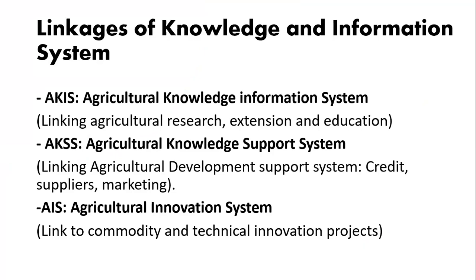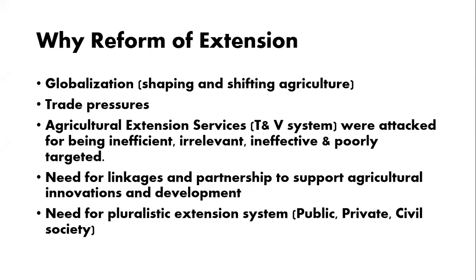So this is the linkages of the knowledge and information system. There are different models, but the second one is the agricultural knowledge support system. Just for your information, I am sharing this linking of agricultural development support systems: credit, supplies, and marketing all together as one, right? So these are critical linkages, to give some basic understanding. AKSS is the point we should implement. The credit, suppliers, marketing, and others are there. You don't need to worry. Right. Last slide. Last 2-3 slides.